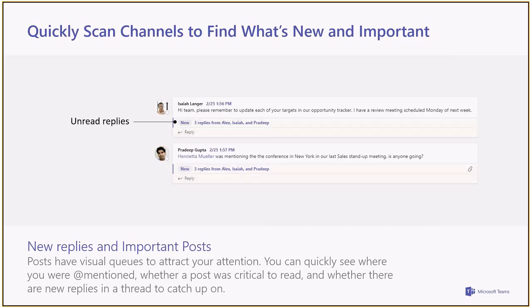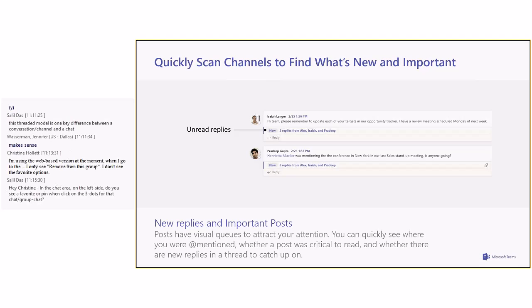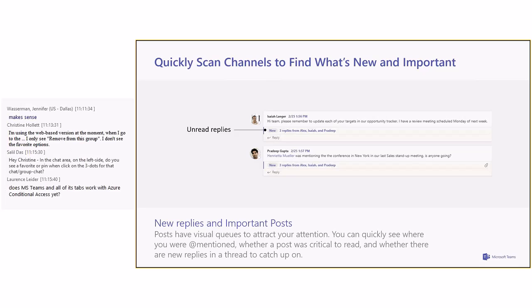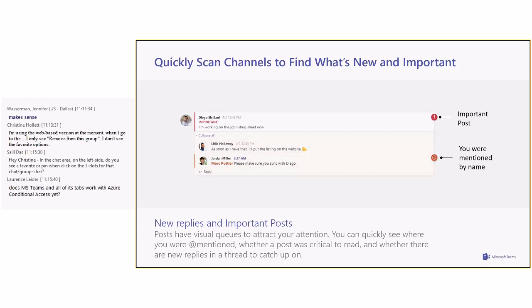Another thing that we've done is there's a lot of information that appears in channels, and sometimes it's hard to scan through it and know what's new and what's important and what I should be paying attention to. So, for example, when you're scanning through your channel post, you'll be able to see that new replies are present, and in fact, they'll be highlighted with this little new icon that appears next to the number of replies that are there.